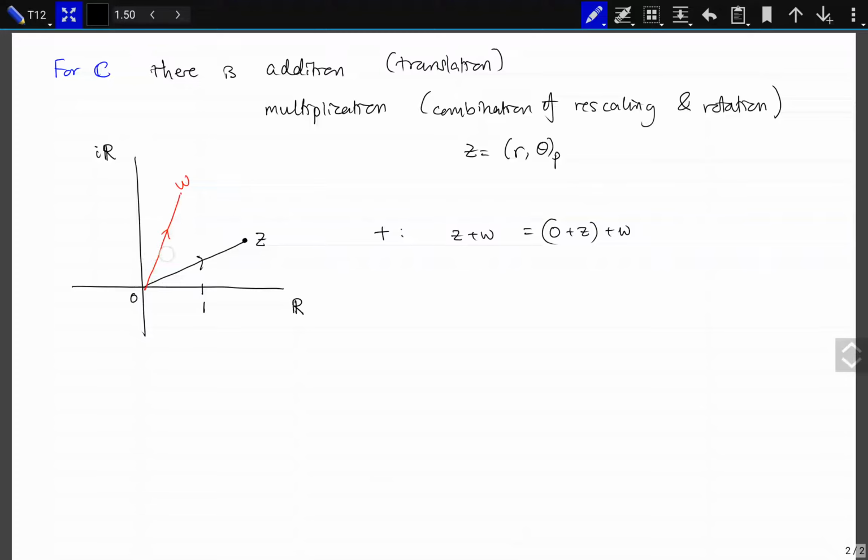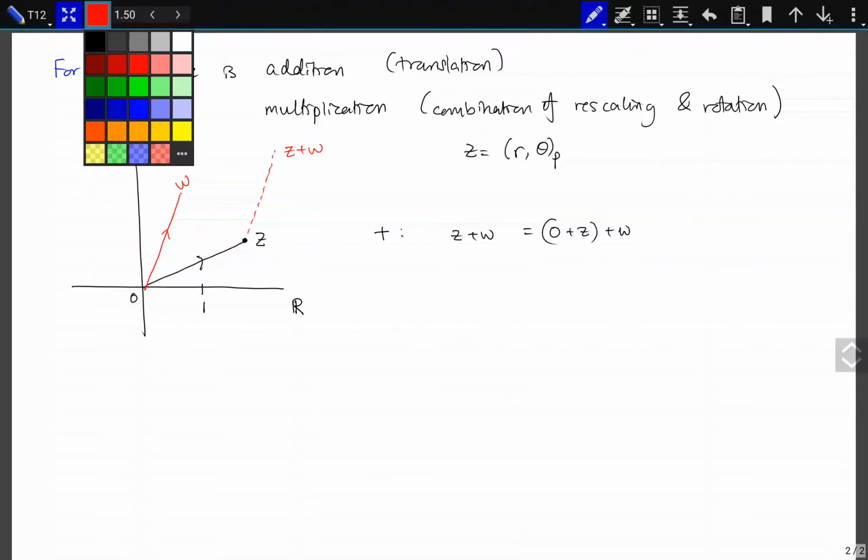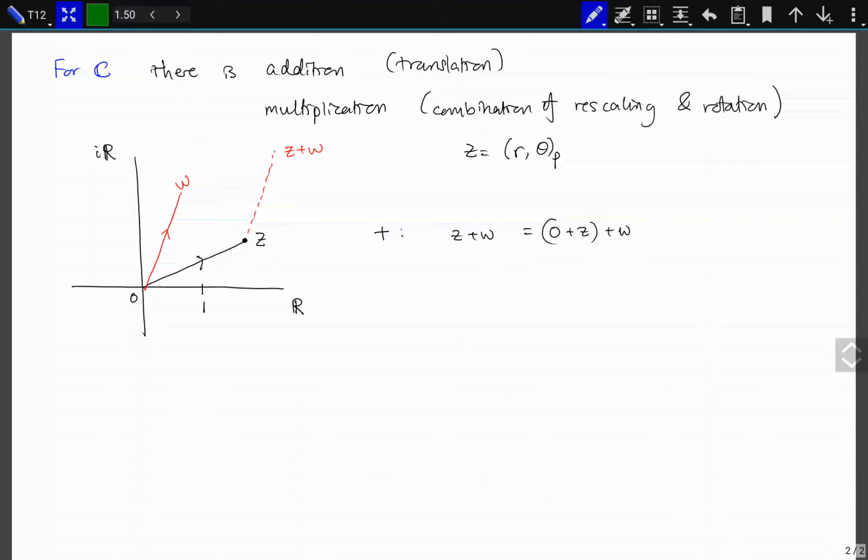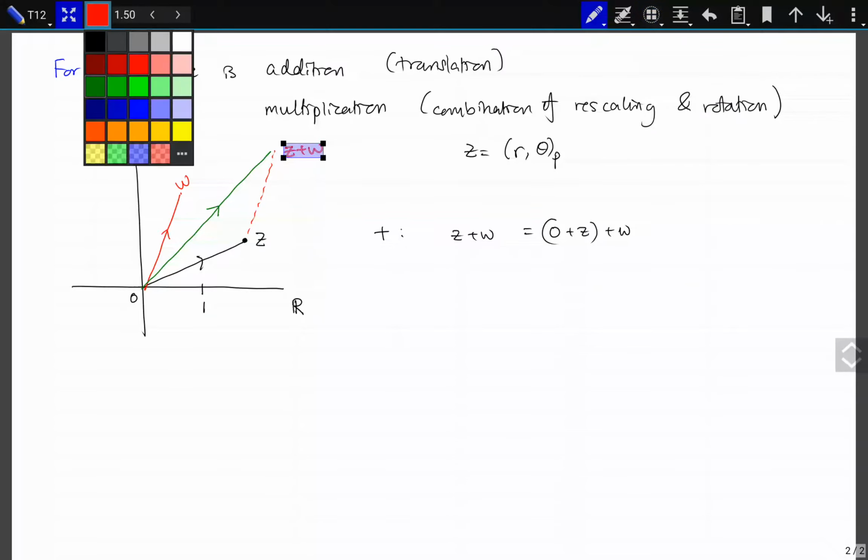So we add the vector w onto the position z. So we pretend we start from this point instead of starting from the origin. So here's z plus w. And the combined vector, the new complex number, is this whole vector, the one in green. There's z plus w. I should make this green.